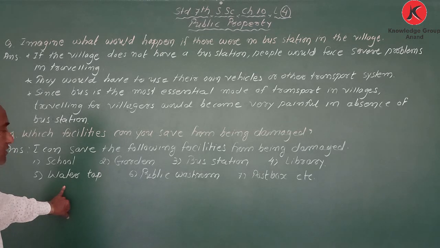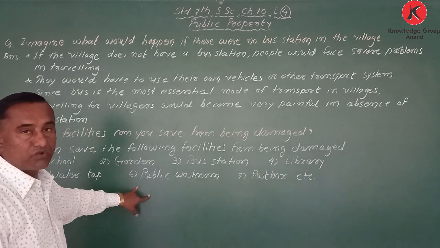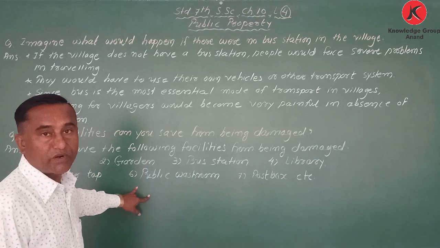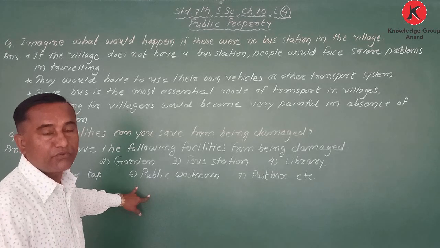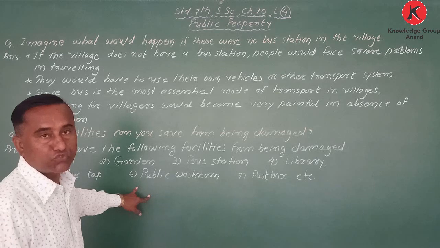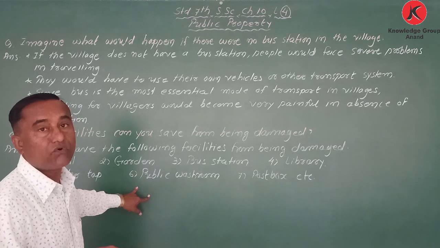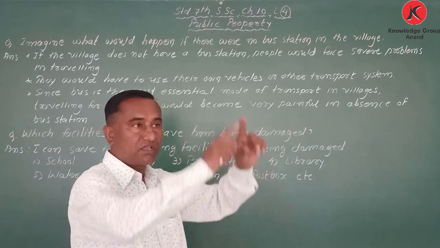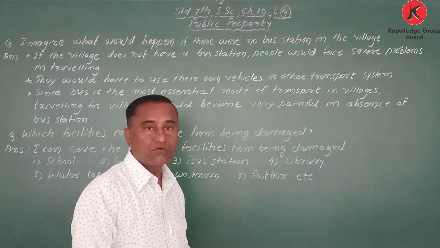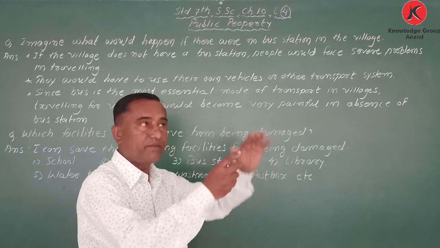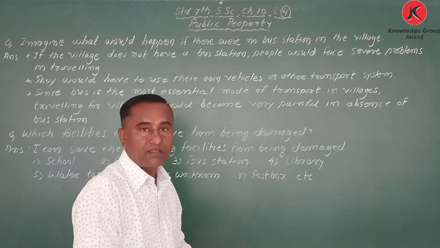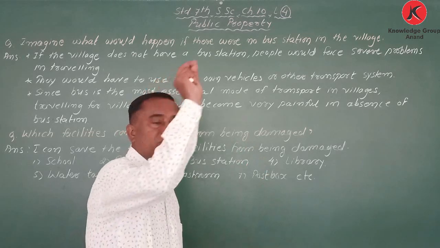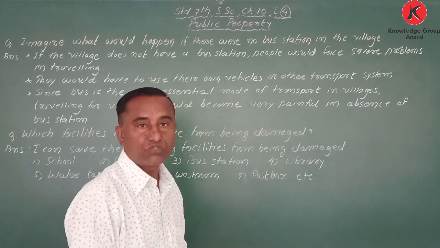Next one, public washroom. Everybody is using a public washroom, and nobody likes dirty things. If you do not like dirty things, you should not keep them dirty for others also. And next one is post box. Post boxes are kept at different places. Instead of going to the post office, we simply post the thing in the post box.